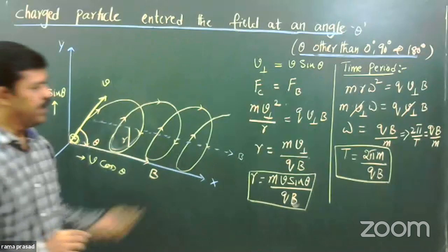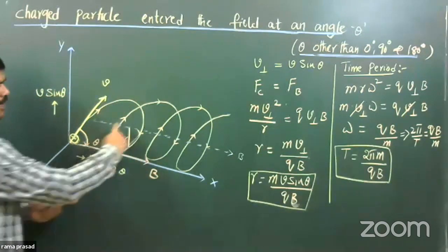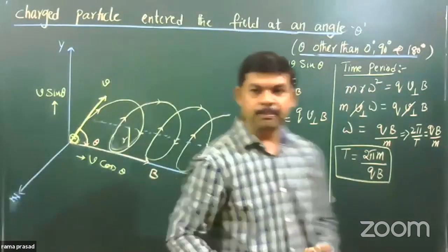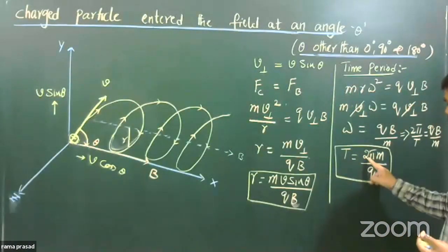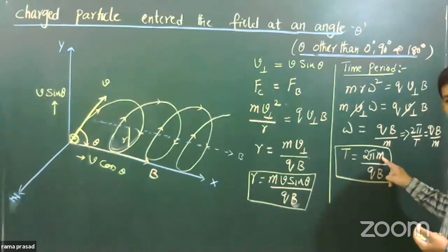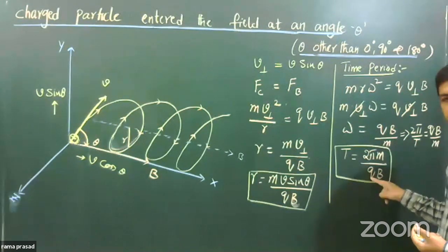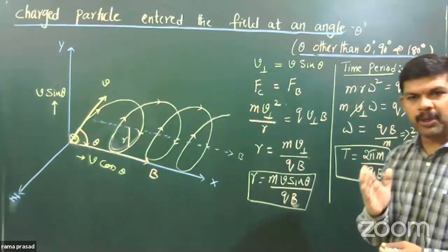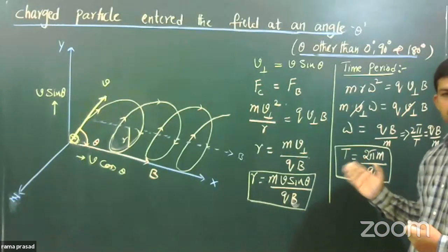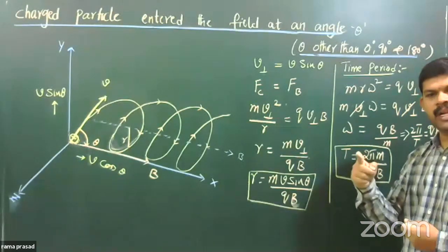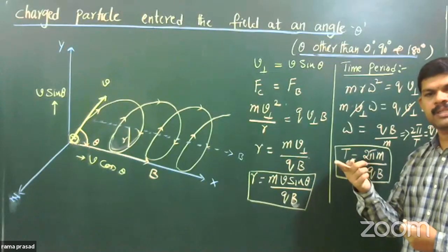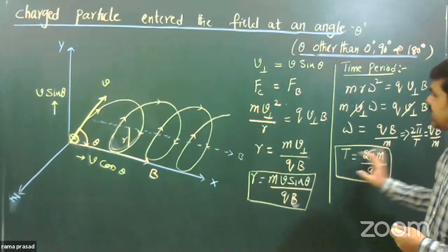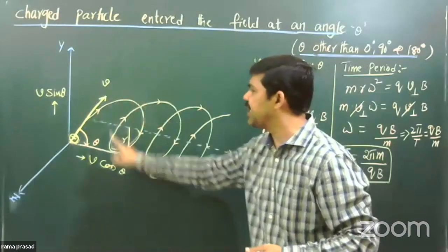You observe the time period of rotation, the time taken to complete one rotation. The time period has 2 pi constant, mass of the particle constant, charge Q and magnetic field B. There is no velocity component in that. So yesterday we discussed that time period, frequency and angular velocity are independent of velocity. Here also same. This is the time taken to complete one rotation.